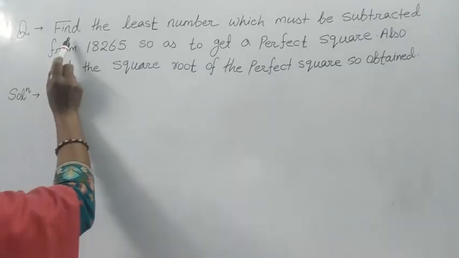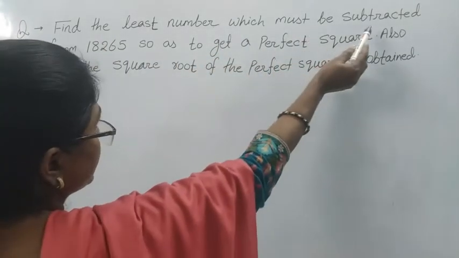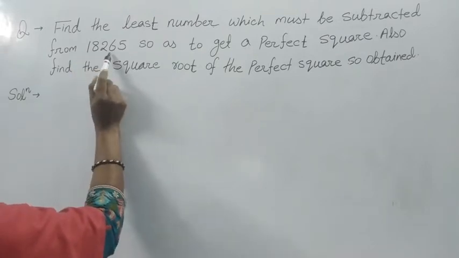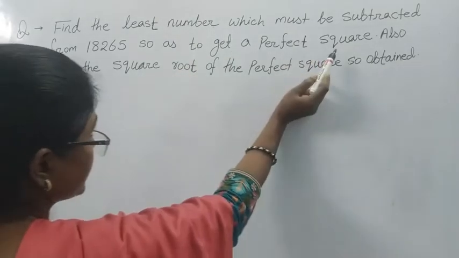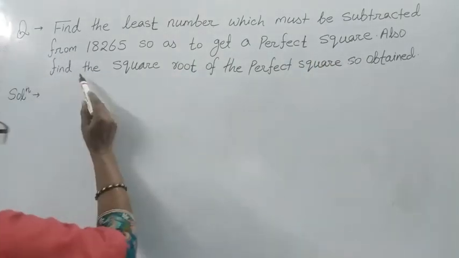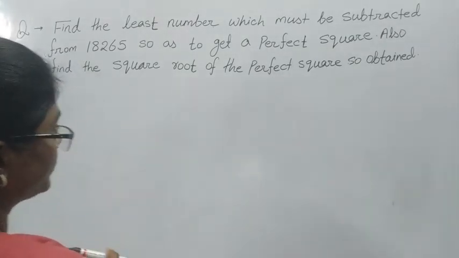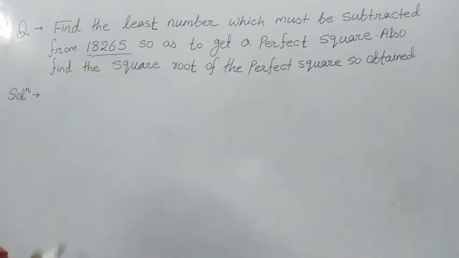Look at this question. Find the least number which must be subtracted from 18,265 so as to get a perfect square. Also, find the square root of the perfect square so obtained. So, according to this question, one number is given as 18265.